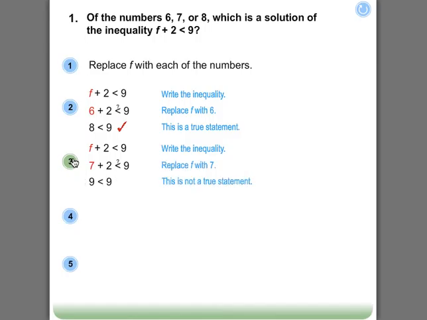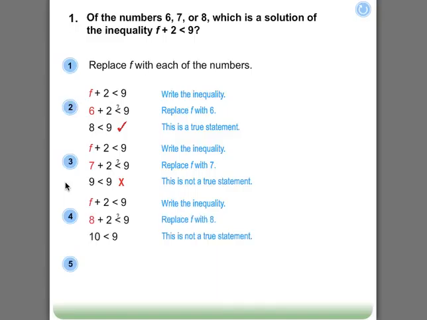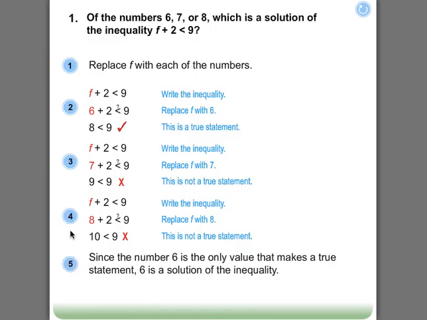Let's replace f with 7. And we get 9 is less than 9. Nope, that is not true, right? Because 9 is equal to 9. Then if we replace f with 8, we get 10 is less than 9, which is not a true statement because we know that 10 is greater than 9. Since the number 6 is the only value that makes a true statement, 6 is a solution of the inequality.